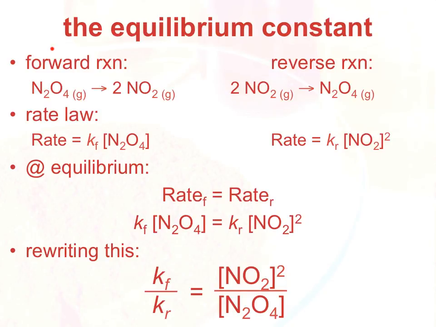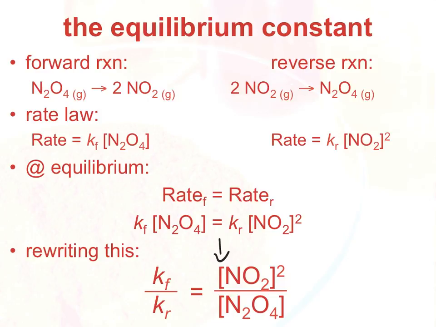So right here we have our forward reaction and our reverse reaction for the decomposition of the N2O4 dimer, as well as the dimerization of the NO2 gas to form the N2O4. So we've already looked at these. These are the corresponding rate laws for the forward and reverse reactions respectively. Now, at equilibrium, we know that the rate of the forward reaction and the rate of the reverse reaction are equal. So if we set these equal to one another, we end up with this relationship that we see below.